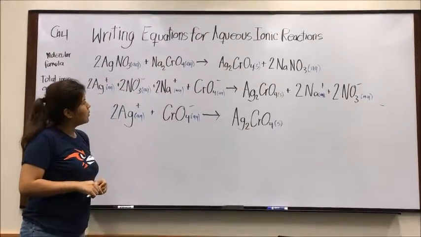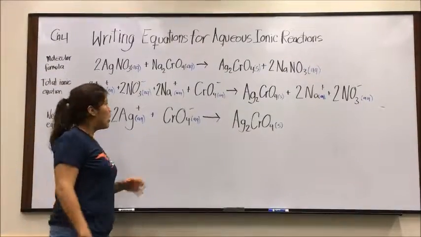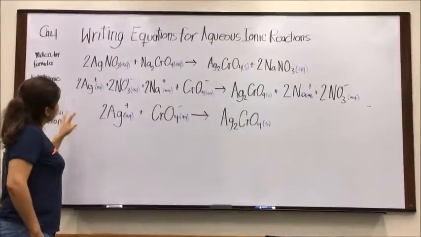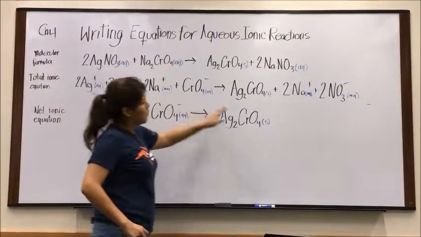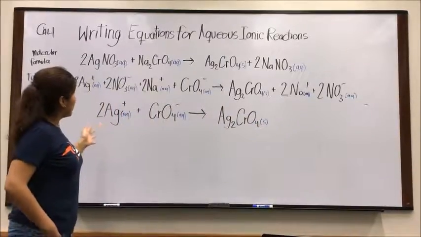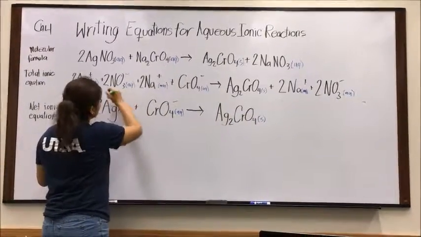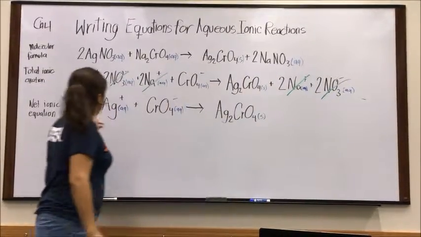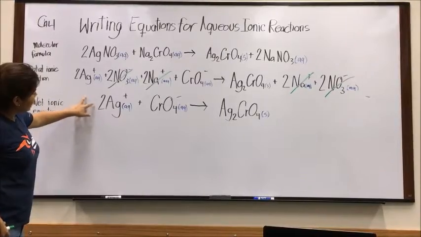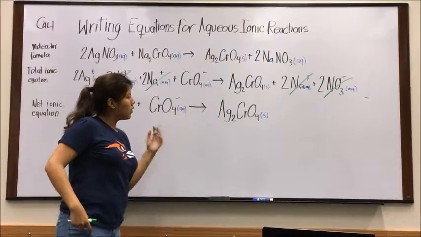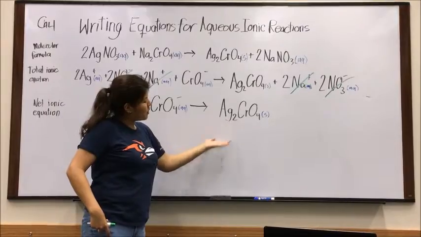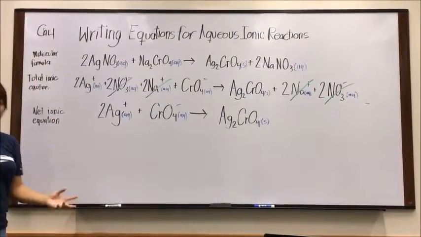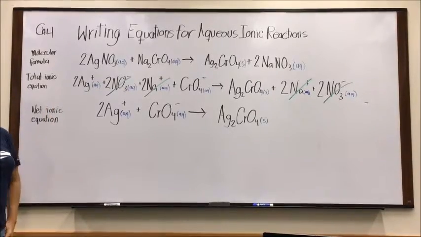The next step to take would be to remove the spectator ions, which are the ions that remain the same on both sides of the equation, like nitrate and sodium. We see that they are the same, so we cross them out from our equation. That will leave us with just the silver ion and the chromate ion, which would form sodium chromate. We can see that the net ionic equation is like the summary of the actual formula.